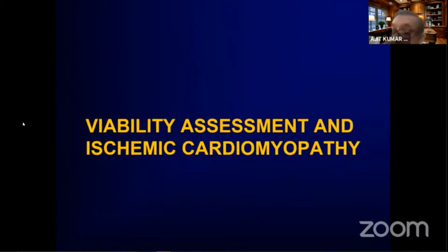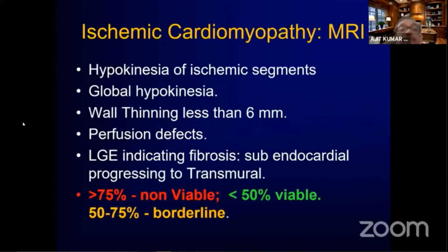So let us look at viability assessment in ischemic cardiomyopathy. Ischemic cardiomyopathy is characterized by global hypokinesia, wall thinning, perfusion defects, and LG indicating fibrosis. This fibrosis can be subendocardial, which can progress to transmural. So remember this figure: more than 75% is non-viable. There are a lot of radiology reports which say non-viable, but you need to look at these MRIs and get things clarified by yourself. More than 75% will be deemed as non-viable. Less than 50% will be deemed as viable, and 50 to 75% is borderline.